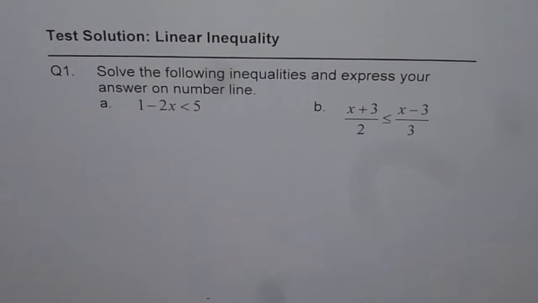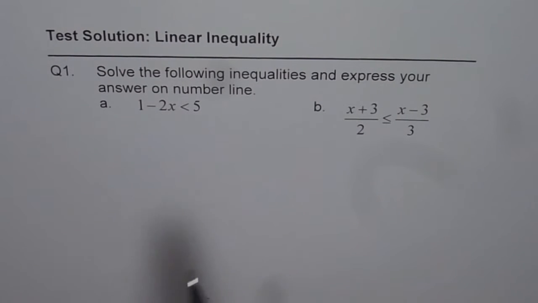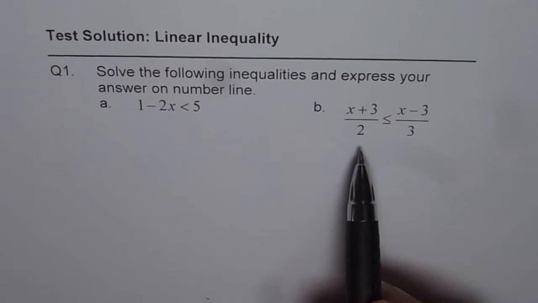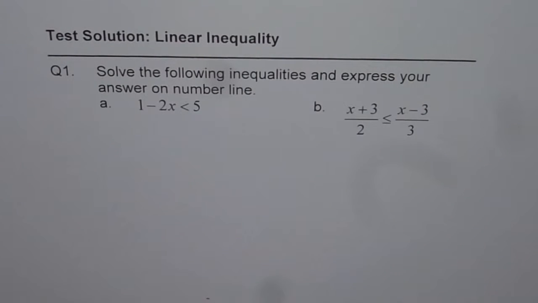Here is a solution for the test problem on linear inequality. Question number 1. Solve the following inequalities and express your answer on number line. So we'll answer part A and B in this video. C and D will be answered in the following videos. Part A is 1 minus 2x less than 5 and B is (x plus 3) divided by 2 less than or equal to (x minus 3) divided by 3.